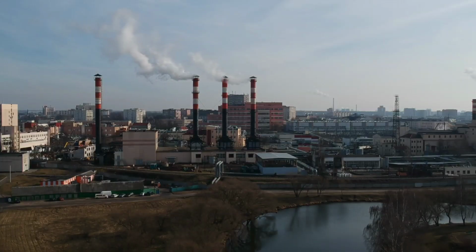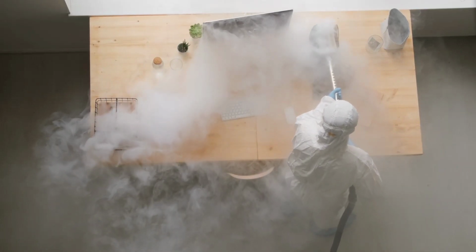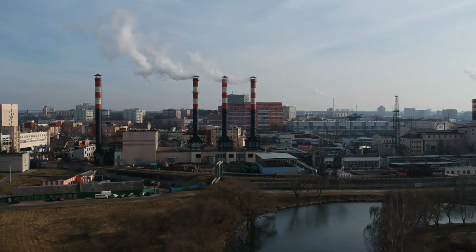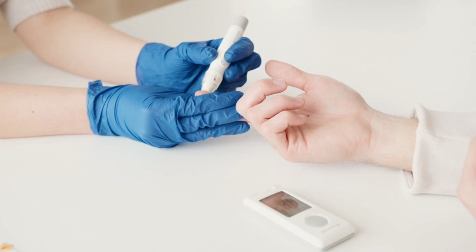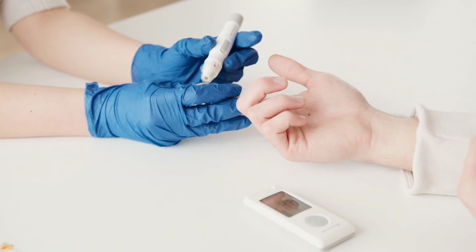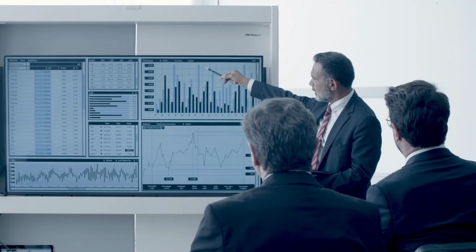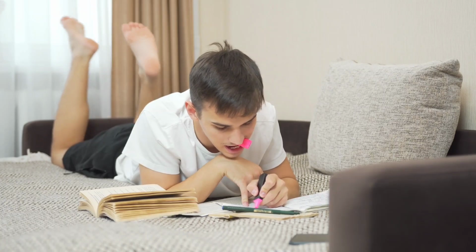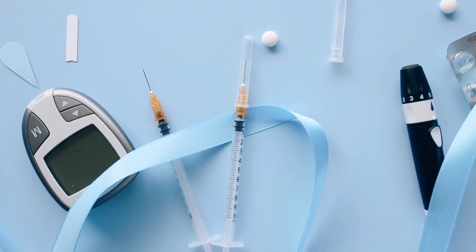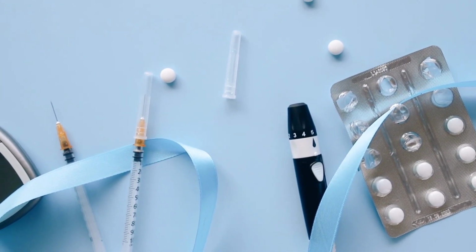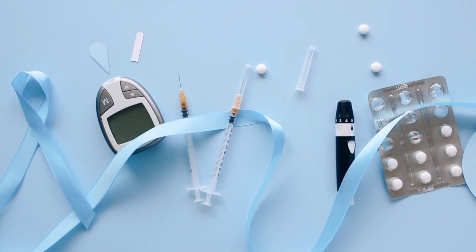Environmental factors and chemical exposure contribute to diabetes risk. Certain pollutants such as pesticides, industrial chemicals, and endocrine disruptors may increase insulin resistance and disrupt hormone function, elevating the risk of diabetes. Additionally, socioeconomic factors like income, education, and access to healthcare impact diabetes prevalence and management. Limited resources or disparities in healthcare access can impede proper diabetes care and prevention.